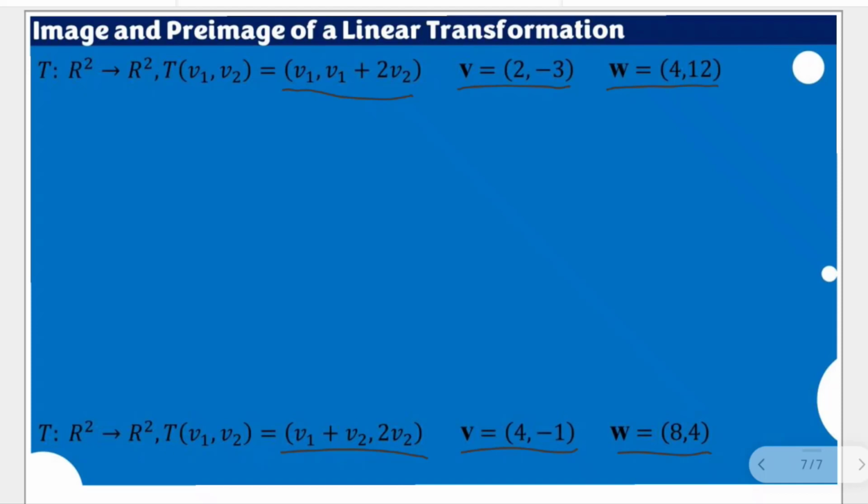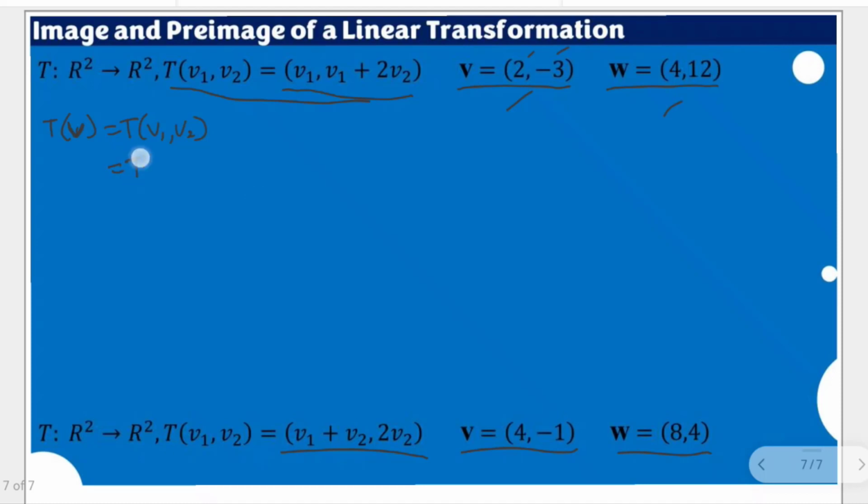So let's start with the first linear transformation. We are going to solve first for the image of vector v, then the pre-image of vector w. To solve for this, we are going to, of course, use this given linear transformation. We have the linear transformation of vector v, which is equal to the linear transformation of v sub 1 and then v sub 2. In this case, this is our v sub 1, that's our v sub 2.